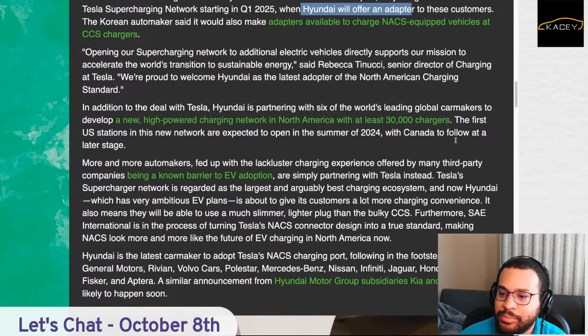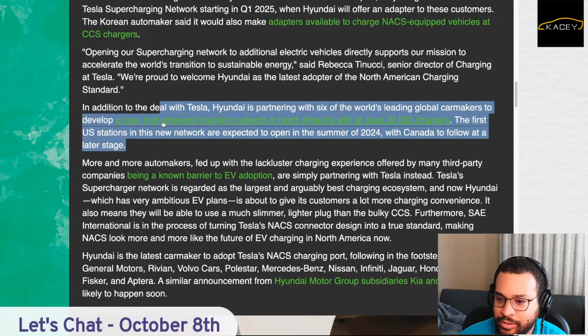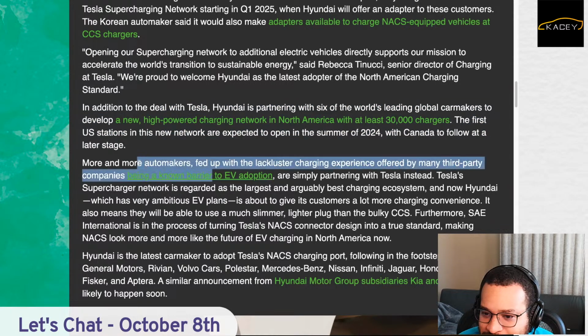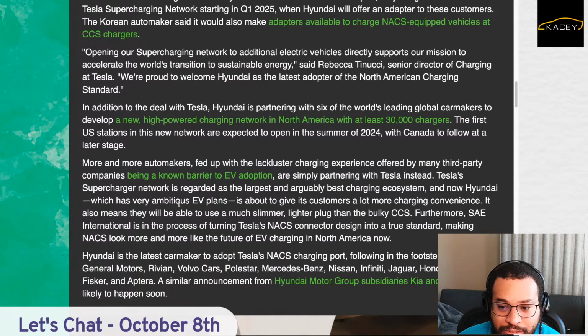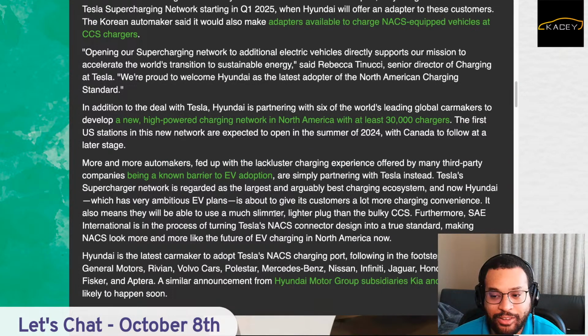All right, so Hyundai's partnering with... yeah, we talked about their other network twice now, once in the article and then my ad libs. More automakers fed up with the lackluster charging experience offered by many third-party companies, being a known barrier to EV adoption, are simply partnering with Tesla instead. Tesla's supercharger network is regarded as the largest and arguably best charging ecosystem. And now Hyundai, which has very ambitious EV plans, is about to give its customers a lot more charging convenience.